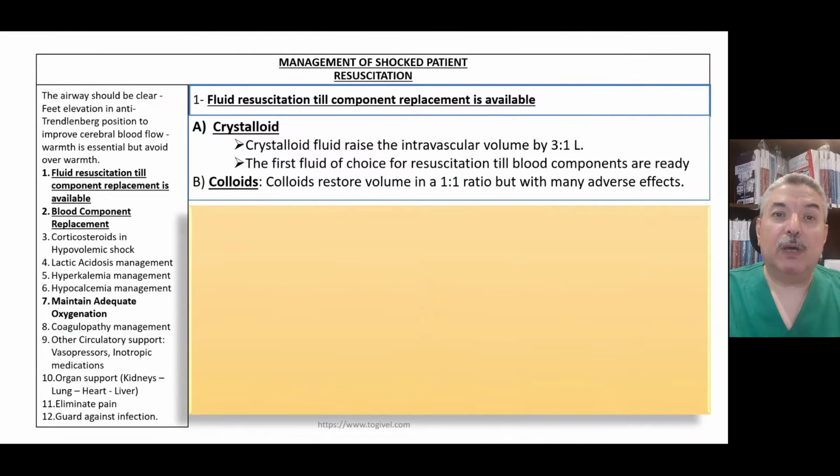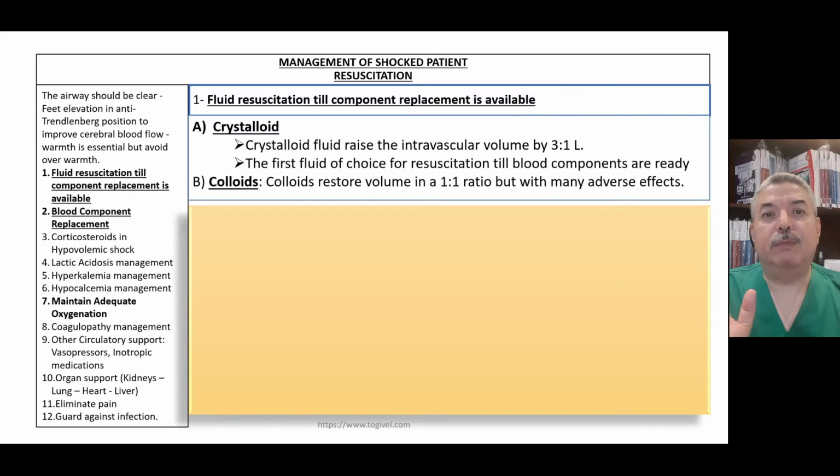And while we are discussing, the resuscitation steps are here. The 12 problems that you deal with. Of course, the resuscitation starts with the clearing of the airway, the positioning of the patient, warmth and avoid overwarmth, all the stuff that we are used to, A, B, C, D, whatever. After these basic steps, we need to replace the volume that is lost.